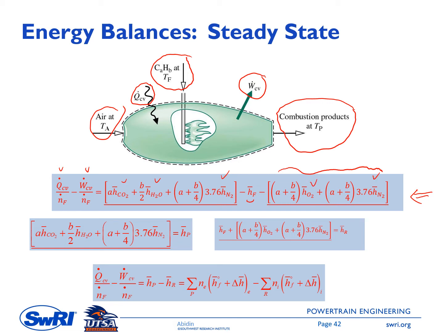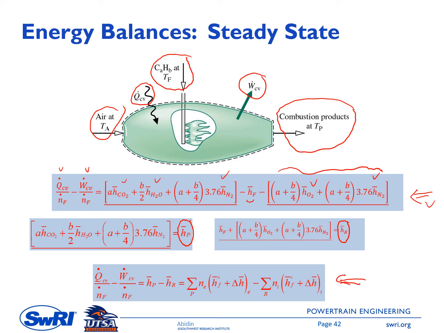Okay, so now to simplify this equation, we lump the first term on the right hand side here as the H P with an overbar, so it means it is on a molar basis. So this one is the enthalpy of the product, and then the rest here is the enthalpy of the reactant. So we have air and fuel. Okay, so we can simplify this equation to get this equation.